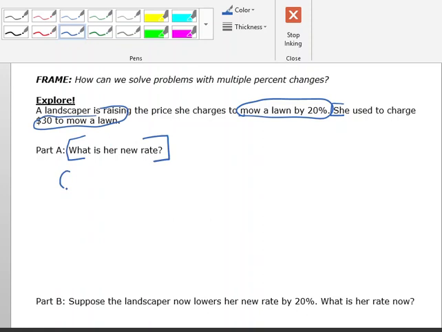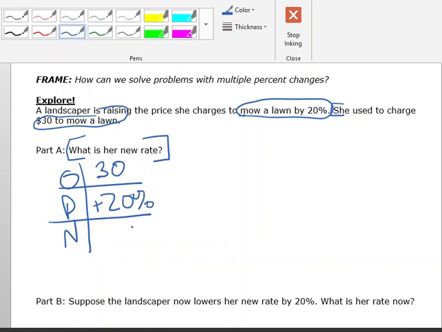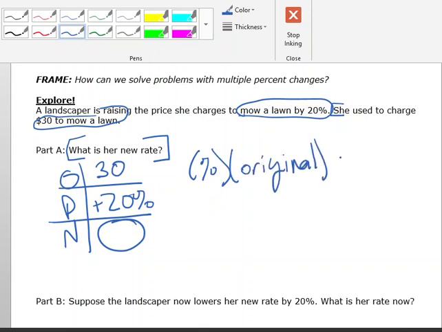Okay, so good old fashioned, by the way, percent bars will still work, but you still need the OPN. All right, so she is increasing her rate by 20%. So I have my original here, which was $30. She's increasing it by 20%, and I want to get the new, okay? So my percent times my original is equal to my new.